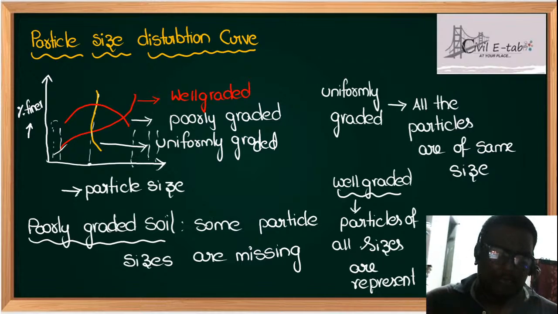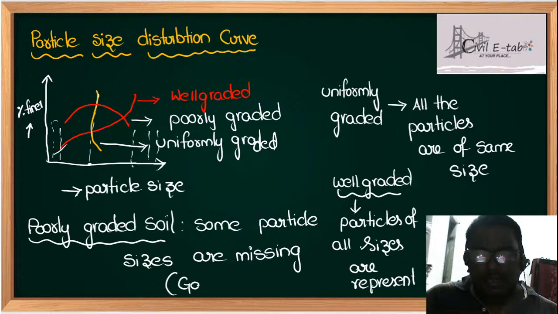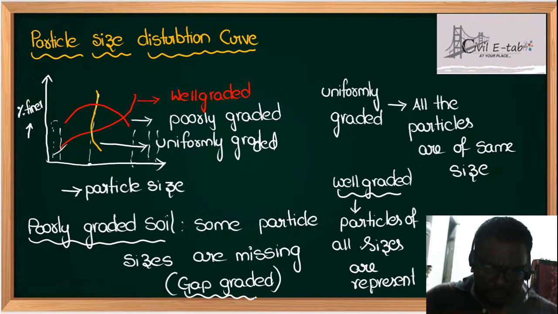And one more thing they can ask you: poorly graded soil is also called gap graded soil. This is another important thing which I want to tell you. Poorly graded soil is also known as what, students? Poorly graded soil is also known as gap graded soil. Now, there was a previous question asked: in poorly graded soil, what is the shape of a poorly graded soil?